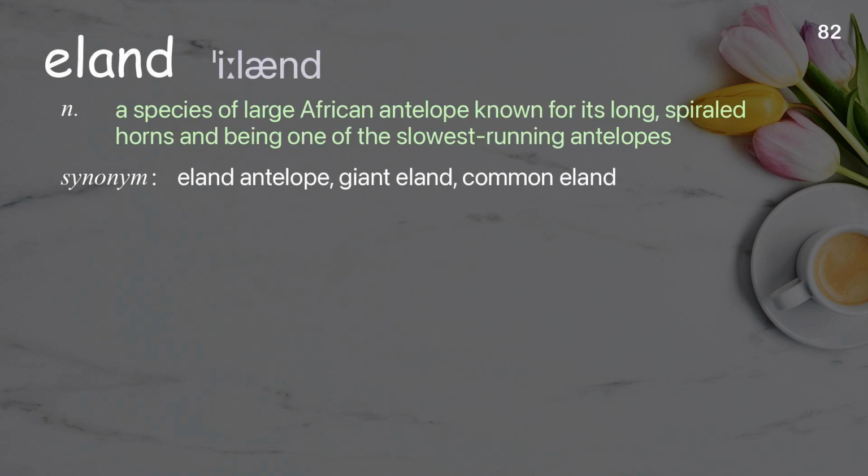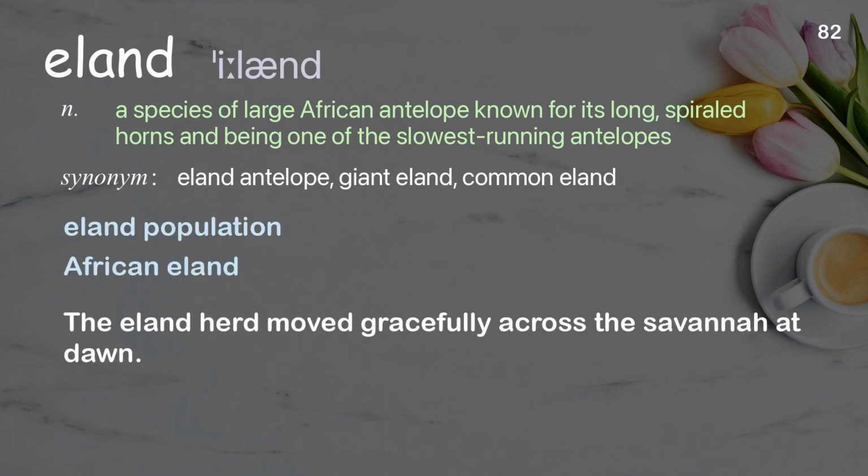Eland. A species of large African antelope known for its long, spiraled horns and being one of the slowest-running antelopes. Examples: Eland population. African eland. The eland herd moved gracefully across the savanna at dawn.